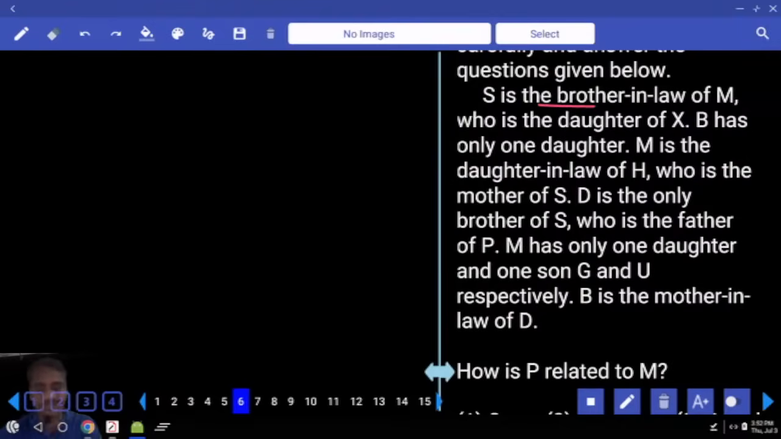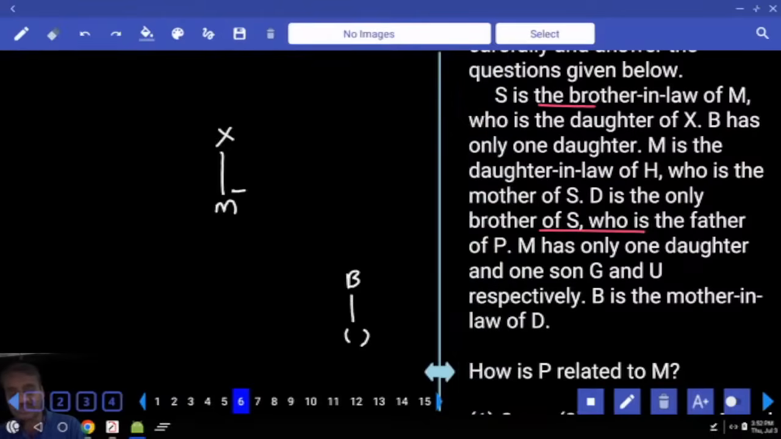The next one, M is the daughter of X. Who is M? M is the daughter of X, so X is here. Then B has only one daughter. Next, M is the daughter-in-law of H. That means M is married to a person, and H is the parent of that person.